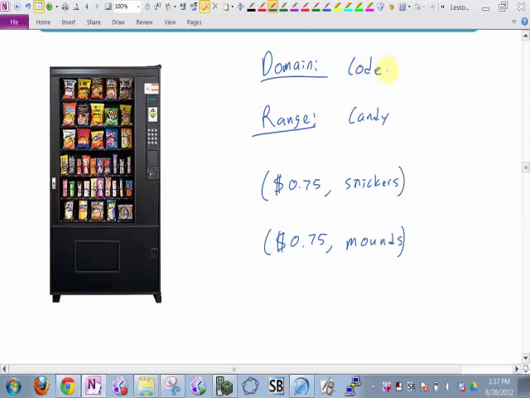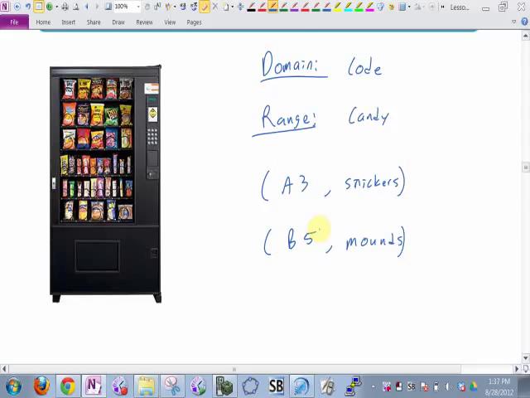It's the code you have to type in with the button, right? Snickers is A3, and Mounds is probably something like B5. Okay? You input the same amount of money, but the true input of the function is the code. Okay?